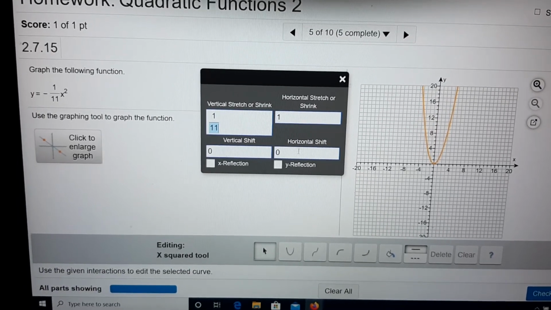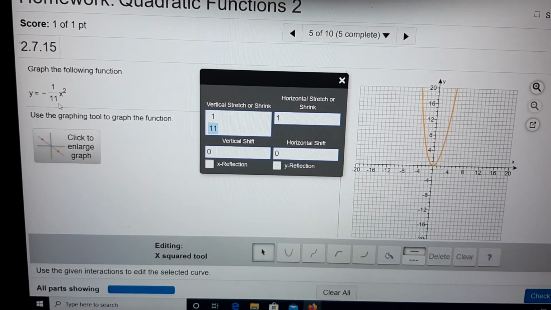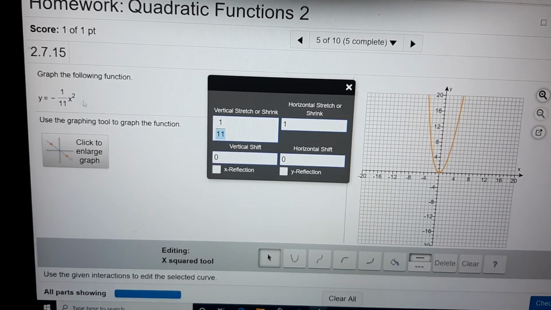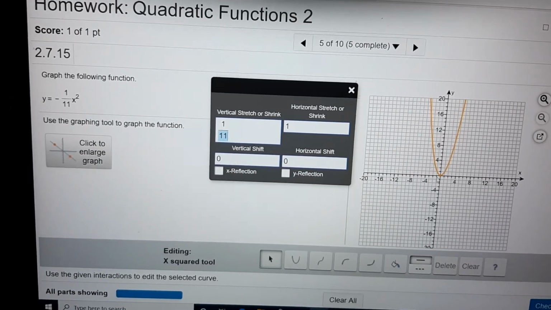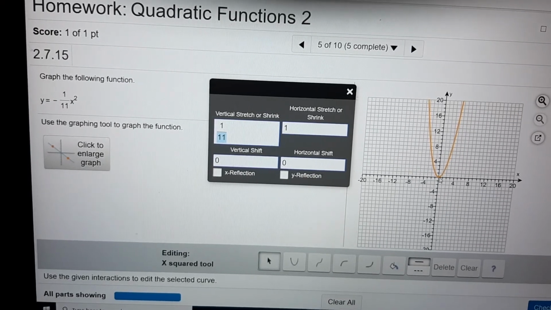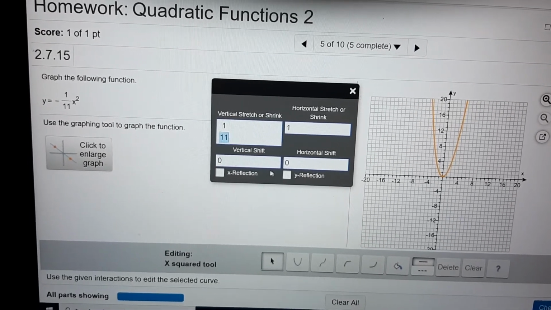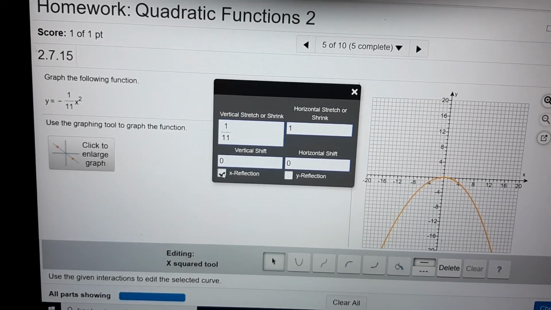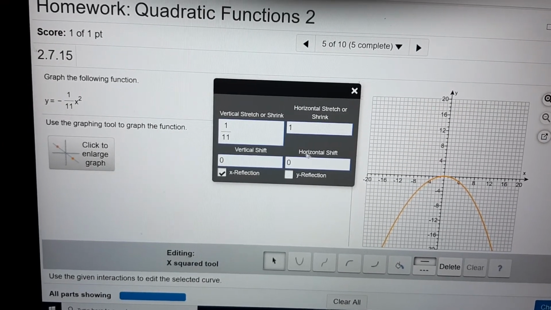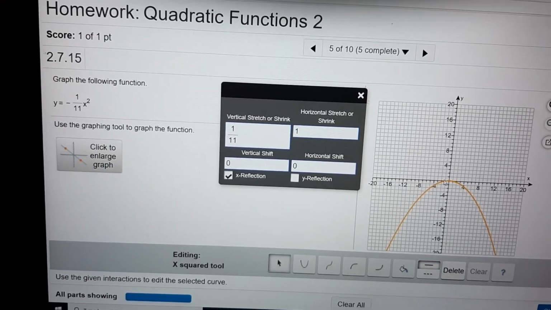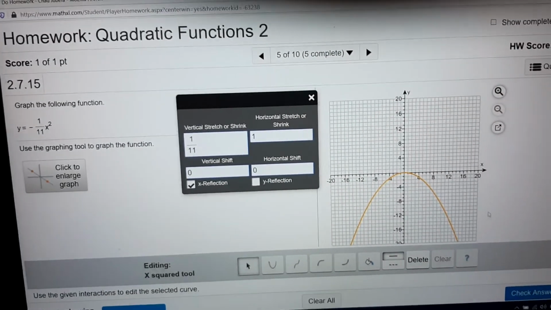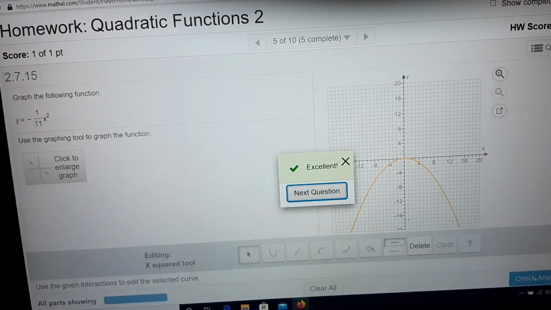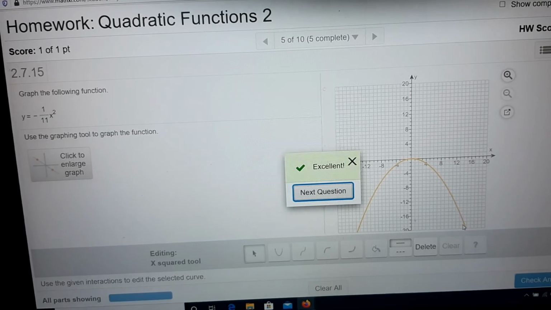Now, this graph, y equals 1/11x squared, that minus sign reflects the graph y equals 1/11x squared over the x-axis. So check on x reflection. Oh boy, and that 1/11 really opened up that parabola. Hope everybody saw that. Check answer. Yay! See you on the next problem.